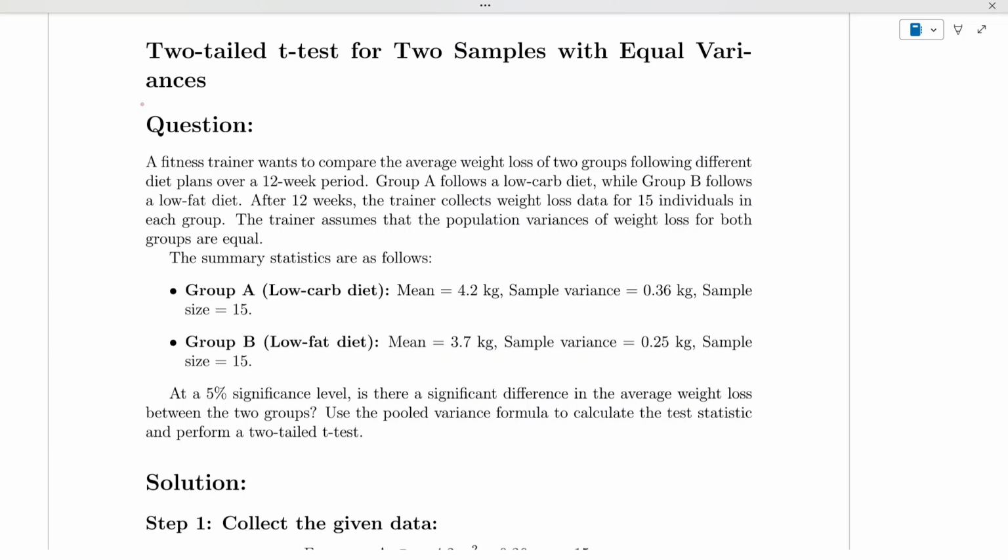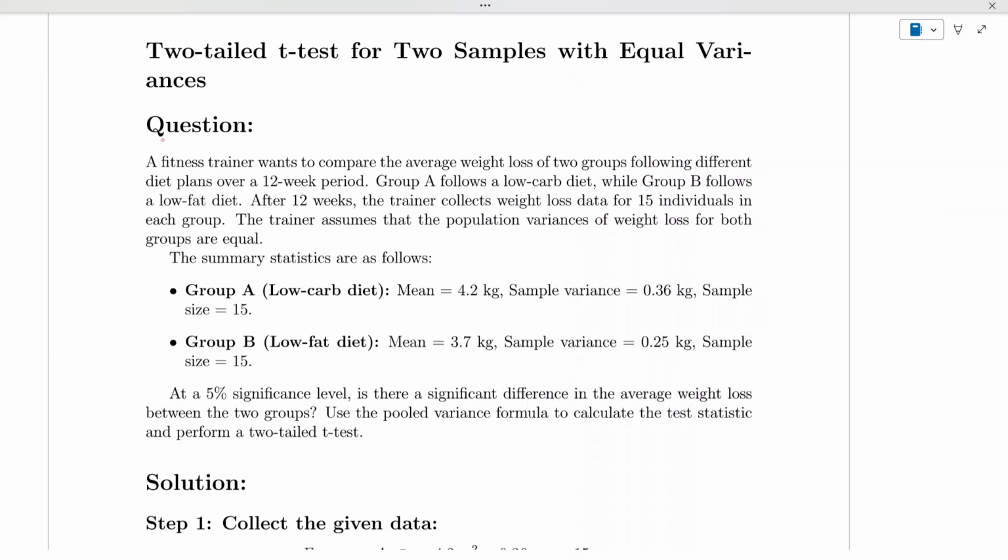In today's video, we're diving into the concept of the two-tailed t-test with a real-world example. By the end of this video, you'll have a solid understanding of how to perform and interpret a two-tailed t-test when population variances are equal.